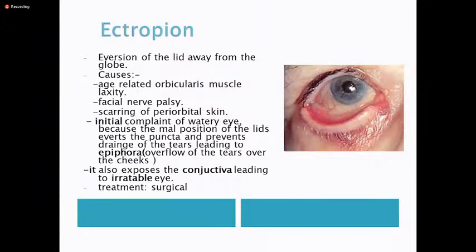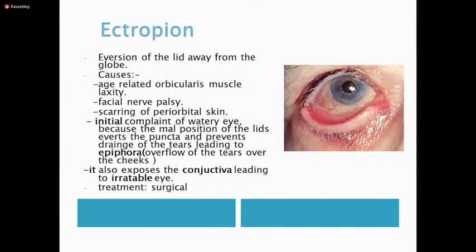The main problem, this usually happens on the lower lid because of the laxity of the tendons around the eyeball. Again, it's age-related, but it can also happen in conditions like facial palsy because of the decreased tone of the orbicularis muscle. Sometimes you can also get a scar which pulls. Now that becomes a cicatricial ectropion.